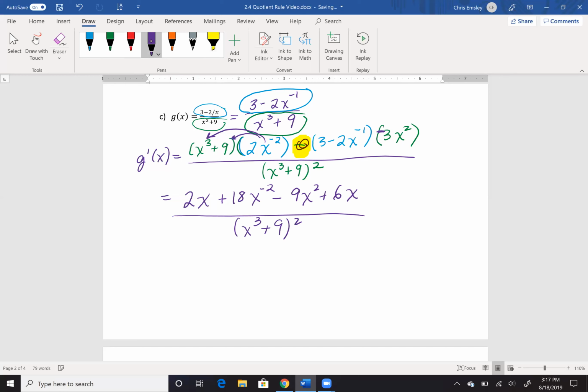Combine your like terms. So we just have the negative 9x squared, but we can combine those two x's. 2x and 6x gives us 8x. Oh, I'm going to go ahead and resolve that negative exponent while I'm at it.